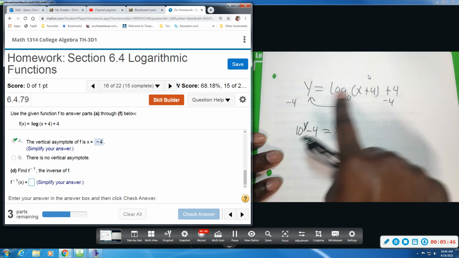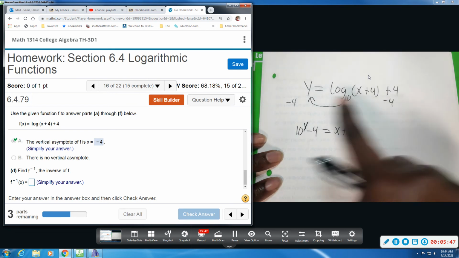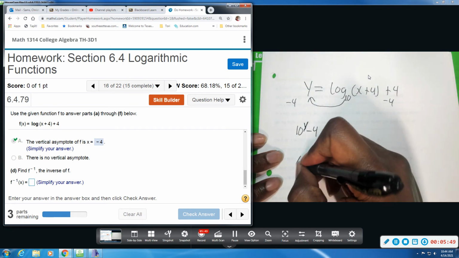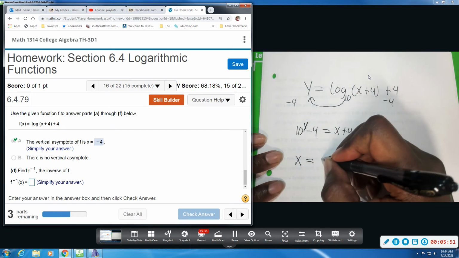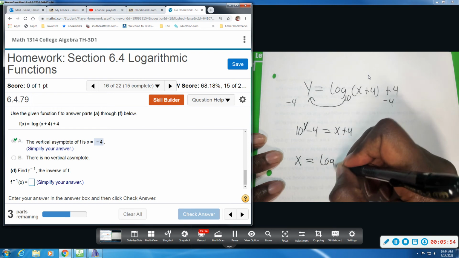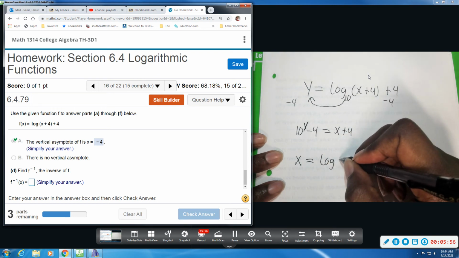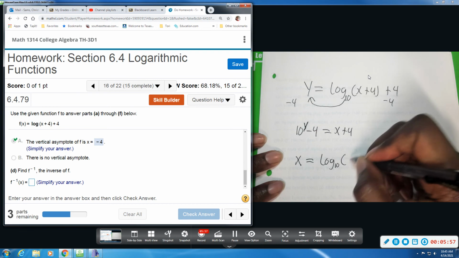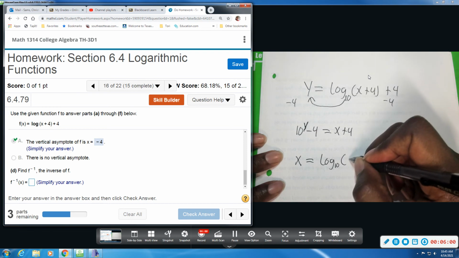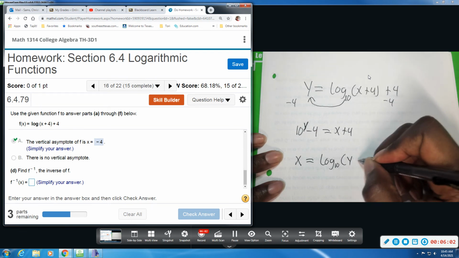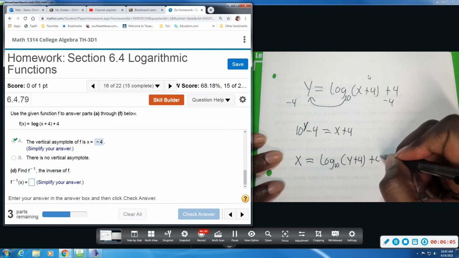I'm going to just change x and y. So I'm starting here. I'm going to put an x here equals log of base 10. We're going to say y plus 4, and then the plus 4 on the outside.